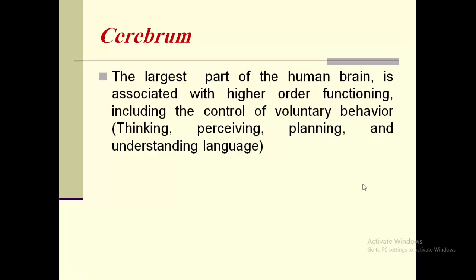The very first part of the brain, and indeed the largest part ever of the human brain, is what you call the cerebrum. The cerebrum is associated with higher order functions, including the control of voluntary behavior. This is what makes us humans. Thinking, perceiving, planning, and understanding language are all functions coordinated by the cerebrum.